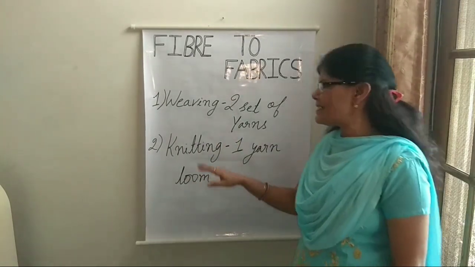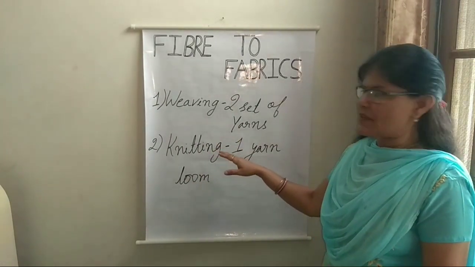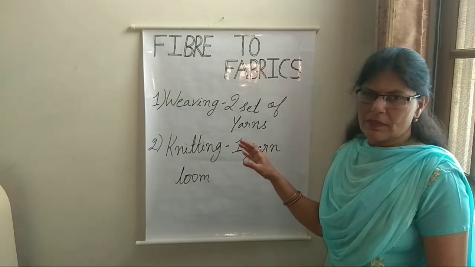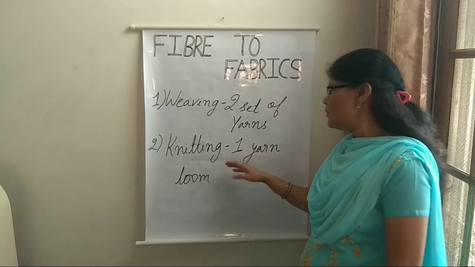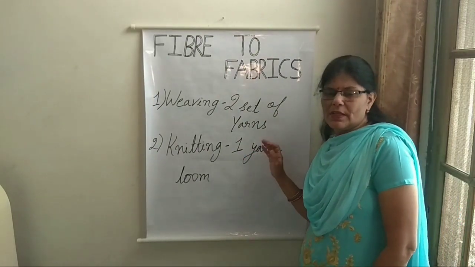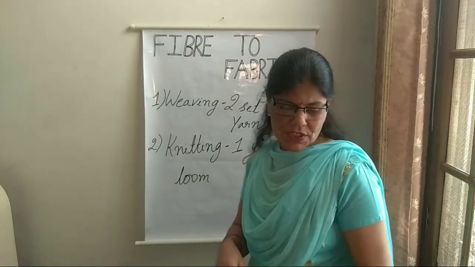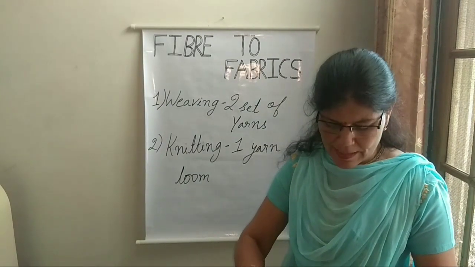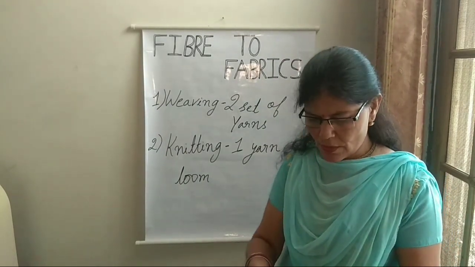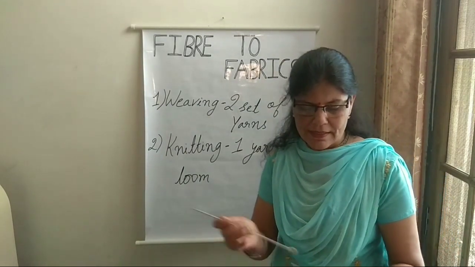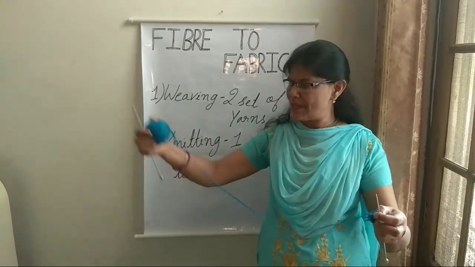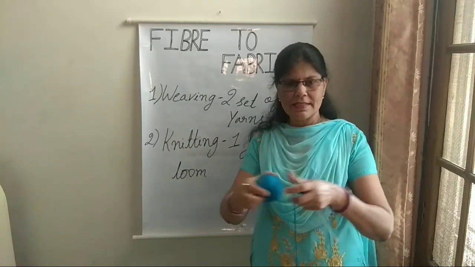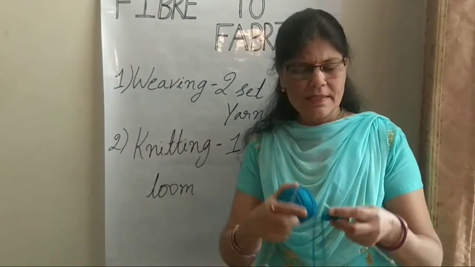Another thing is knitting. The second process by which we make fabric from yarn is knitting. In knitting, we use a single yarn, only one yarn. So children, I can show you how knitting can be done. You must have seen your grandmother or your mother knitting sweaters. Let me show you how knitting can be done using a single yarn. This is a single yarn.